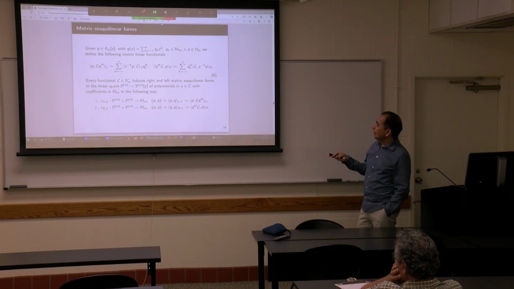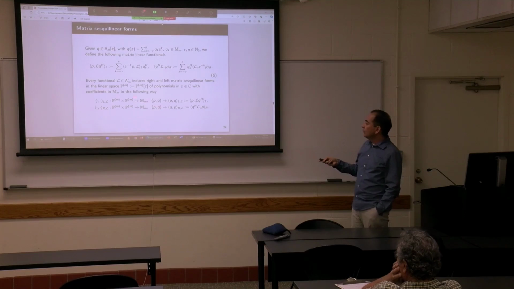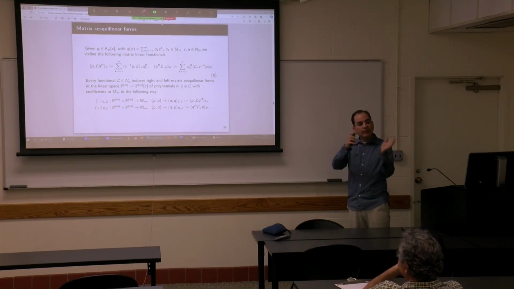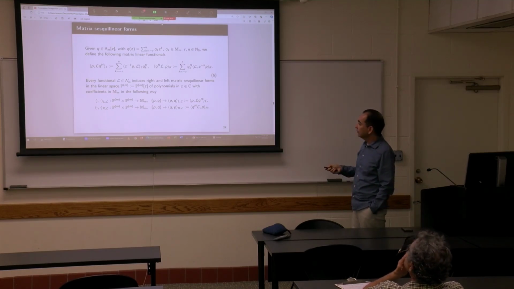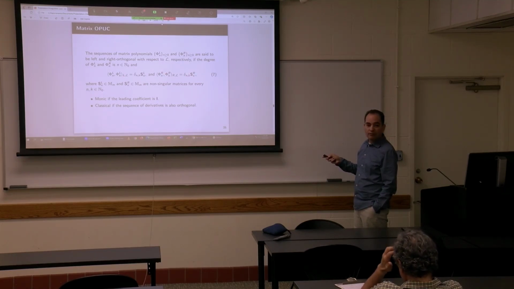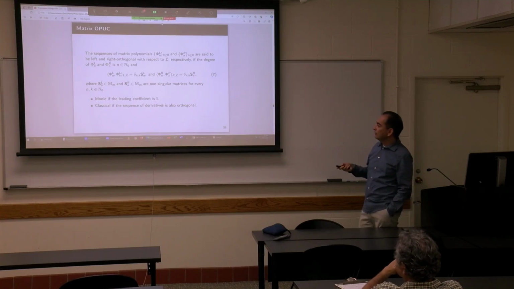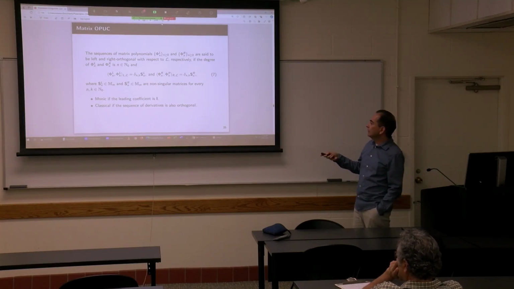Now, every linear functional induces matrix linear forms, one for the right, one for the left, and you have exactly the same situation as before. Now with these forms, you can get two matrix polynomials. It gives you a matrix, a complex matrix. We can define orthogonality, but now we have two sequences, on the left and on the right. The ones on the left are orthogonal with respect to the left linear form, and the ones on the right with respect to the right linear form. These matrices are the analog of the norms. These are matrices, and we have exactly the same definition.